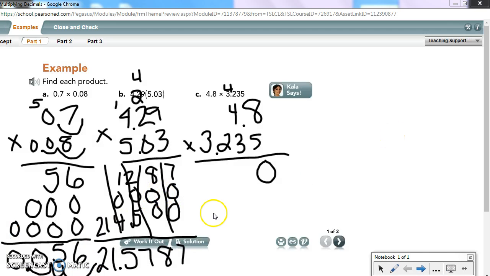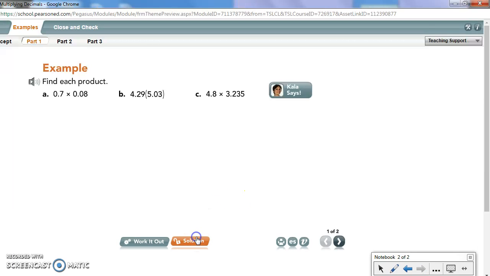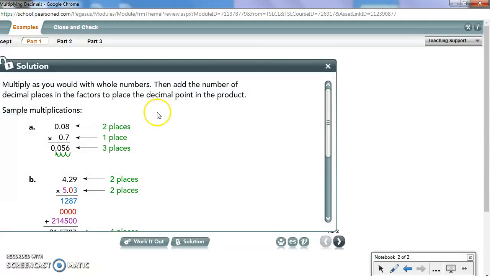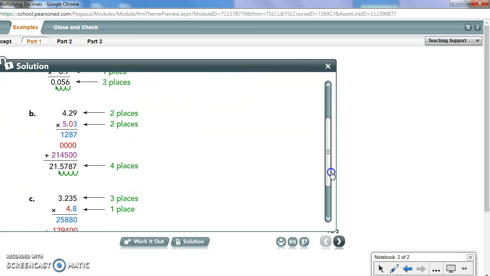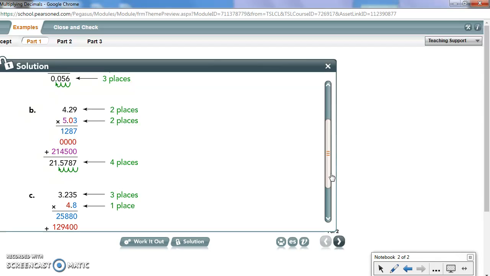All right, so at this point, I'm going to go back through. Okay, I'm going to hit solution. And here, they said 0.08 times 0.7 gave them 0.056. Notice how they did their cha-cha slide 3 times. Okay, down here, they got our same answer, 21.5787. Okay, notice how they slid that over 4 times. We have tenths, hundredths, thousandths, 10,000ths.